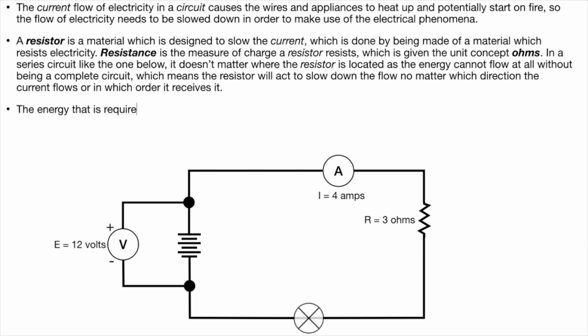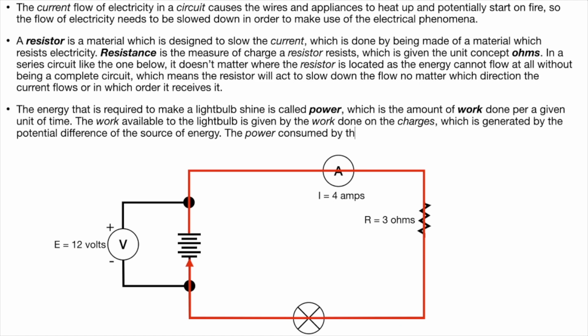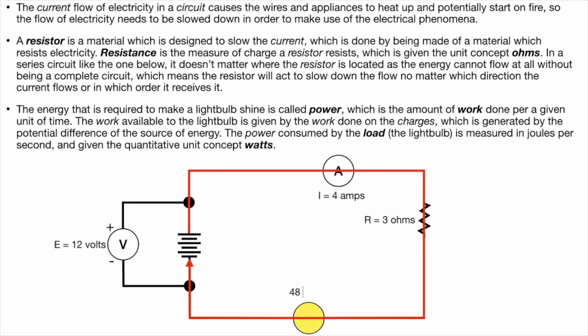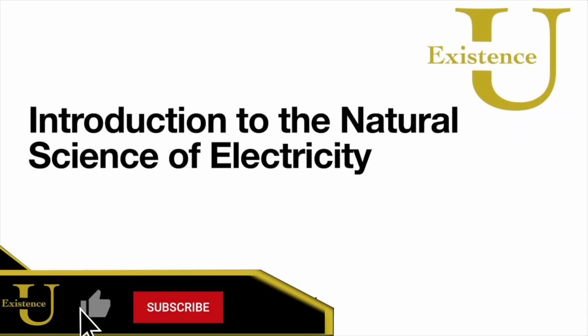The energy that is required to make a light bulb shine is called power, which is the amount of work done per a given amount of time. The work available to the light bulb is given by the work done on the charges, which is generated by the potential difference of the source of energy. The power consumed by the load, the light bulb, is measured in joules per second and is given the quantitative unit watts. In this case, mathematically, we would have 48 watts. And that concludes Lecture 2.